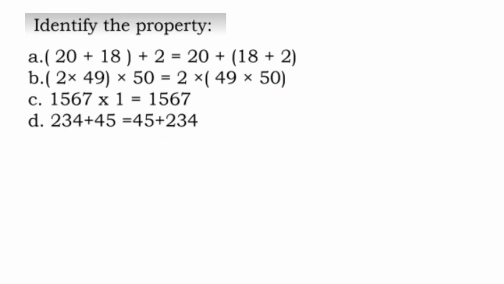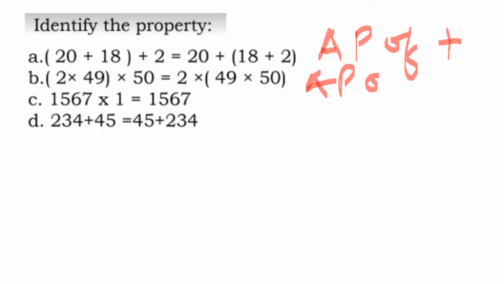Next question, we have to identify the property. In the A part, it is given to you 20, 18 and 2 are being added and they are grouped accordingly. So we know that associative property holds good for addition. So this is associative property of addition. In the second part, 2, 49 and 50 are grouped and they are being multiplied. This is the associative property of multiplication.